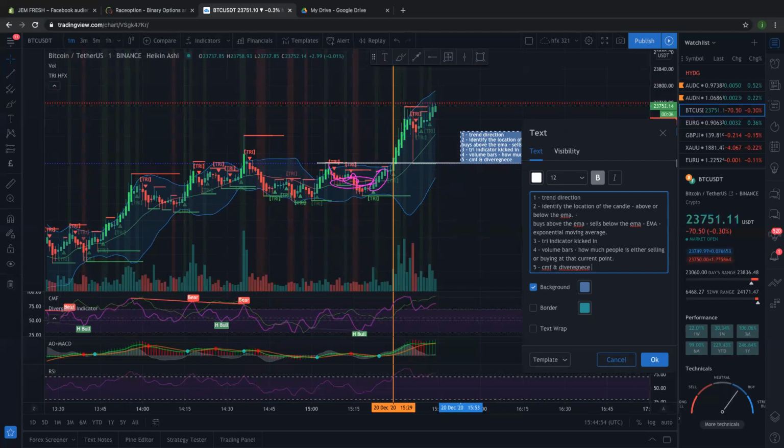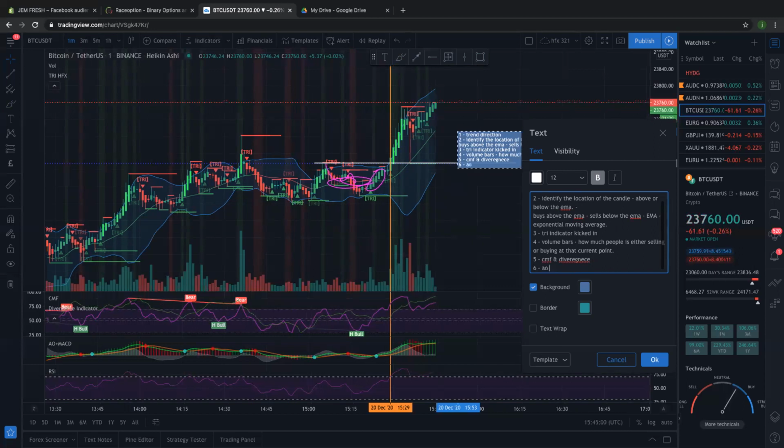Yeah. The CMF and divergence, that's what they are. Number 6 is the AO and MACD. That's the same as the moving average, just based on a different length. This one takes the last 9 candles, and this one takes the last 20 candles.